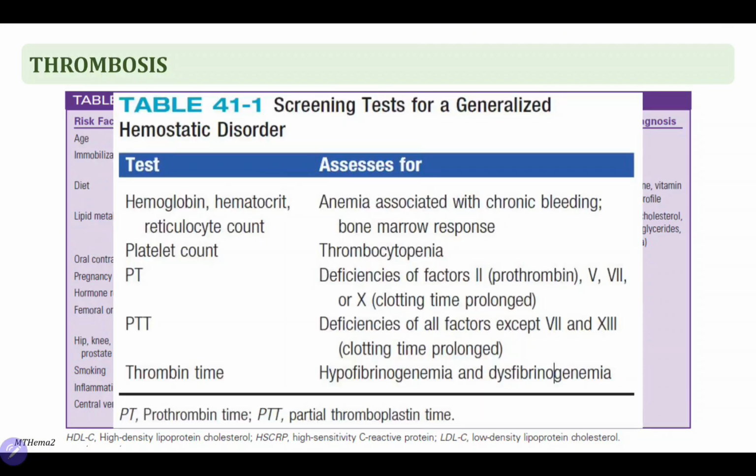Okay, for you to be able to assess the different hemostatic disorders, you have to consider these screening tests. Ito yung mga test na tinitignan nyo para agad nyo malaman if meron siyang bleeding or thrombotic disorders. Okay? And then, ito din yung mga usual na nakikita nyo in your cases. Okay? For example, you have your hemoglobin and hematocrit.